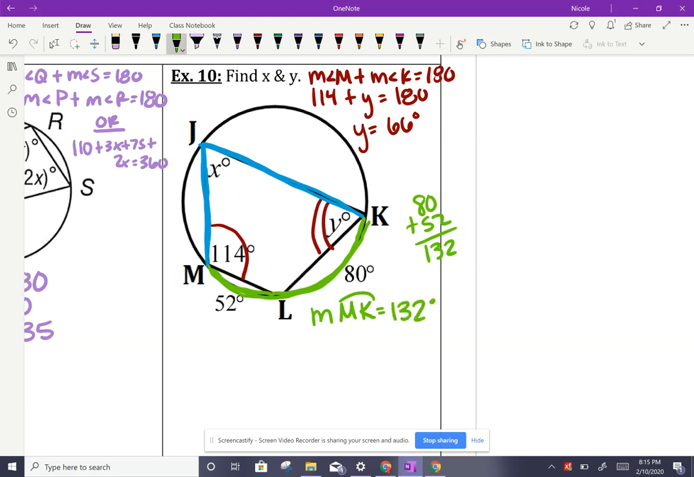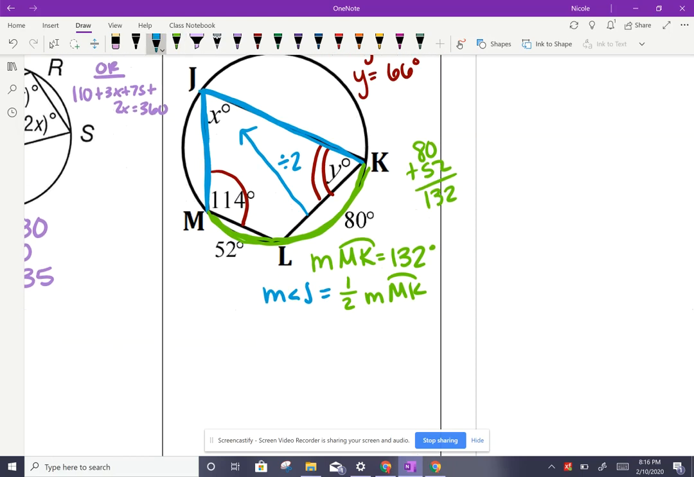And if I'm going from the arc to the inscribed angle, I need to divide. I can divide by 2, or you can set up the equation that the measure of angle J is equal to 1/2 the measure of arc MK, and plug in the information you have. It's going to tell me x is equal to 1/2 times 132, and therefore x is equal to 66 degrees as well. Wow!